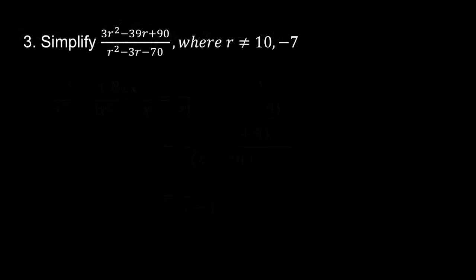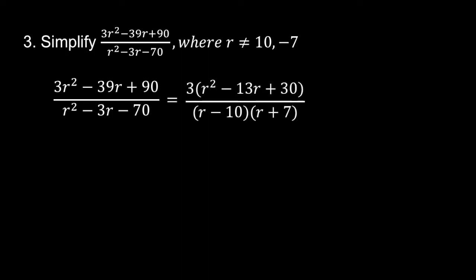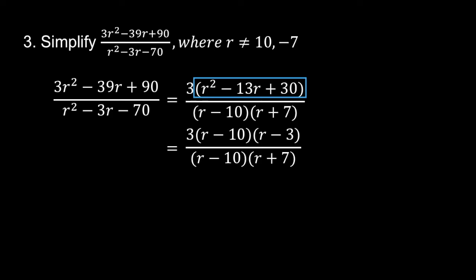Now, in this third example, we follow the same process of simplifying rational expressions. We first factor out 3 from the numerator and factor the denominator. This will then give us 3 times r squared minus 13r plus 30 all over r minus 10 times r plus 7. We can factor r squared minus 13r plus 30 into r minus 10 times r minus 3. We now have 3 times r minus 10 times r minus 3 all over r minus 10 times r plus 7. r minus 10 divided by r minus 10 gives us 1. So we finally get 3 times r minus 3 all over r plus 7.